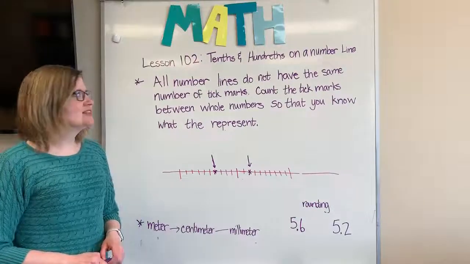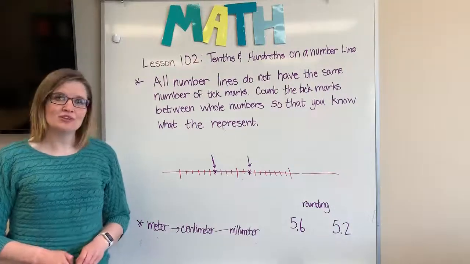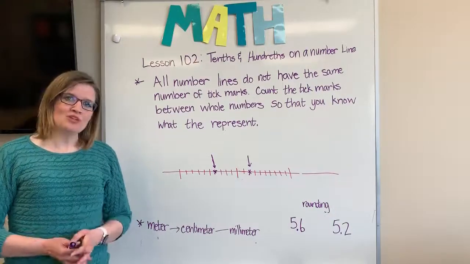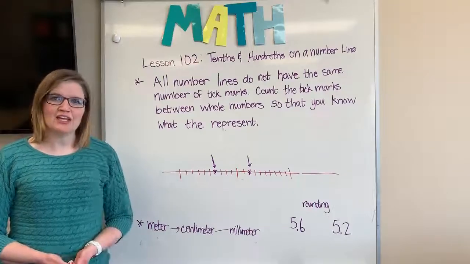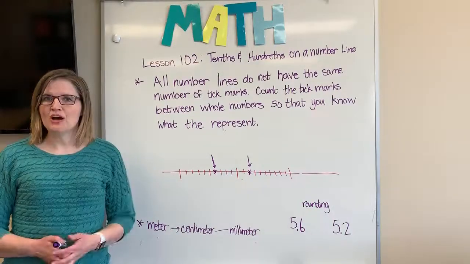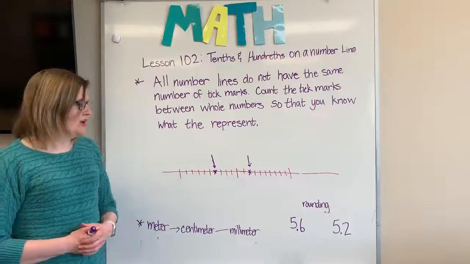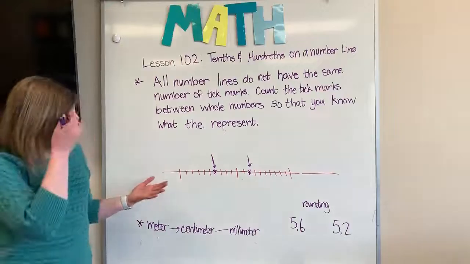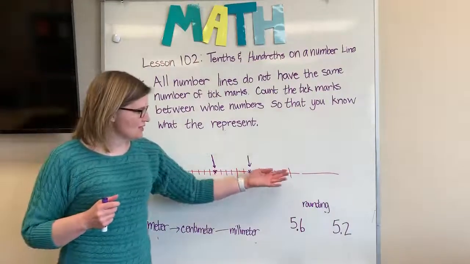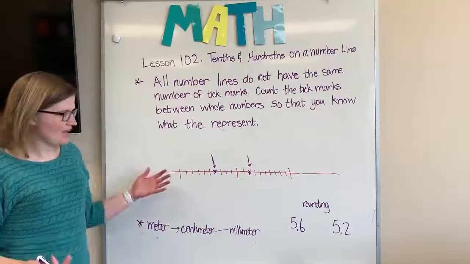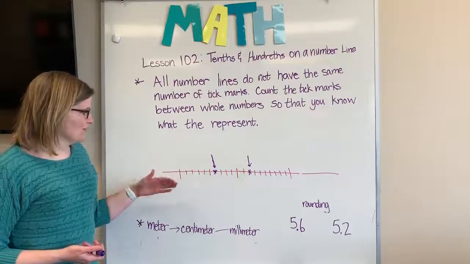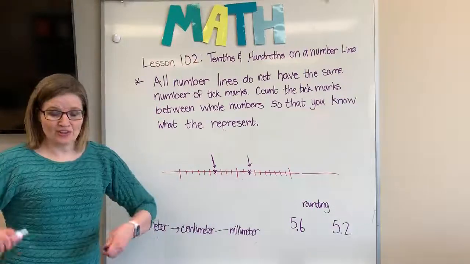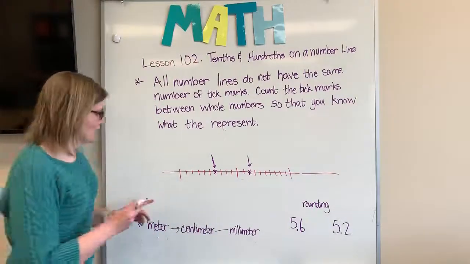This is Mrs. Daw, and today we are talking about lesson 102, which is tenths and hundredths on a number line. When we're working with a number line, the first thing we have to understand is the relationship of what our tick marks mean. Now, I have a number line here, and it doesn't really mean very much because it's just all of these little tick marks, and we need some more information to understand distances and to understand values. So I'm going to give you some information.